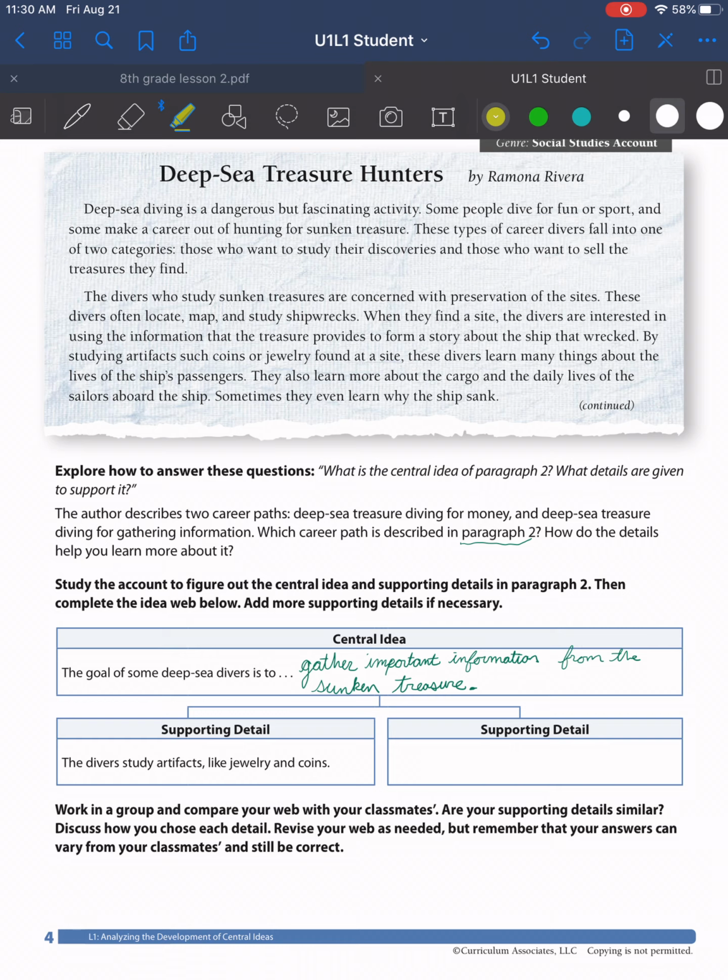I want to prove that the second paragraph is about people who gather important information. Okay? We already know that divers study artifacts like jewelry and coins. I'm going to say, there's so many you could do in here, you guys. There's no wrong answer, really. But I think what I'm going to do is I'm going to say, these divers often locate, map, and study shipwrecks. Okay, I think that's what I'm going to put for my supporting detail. If you have one that you really wanted to put and it was different than mine, you can put that, okay? Put your own, or you can just put mine. It doesn't matter.